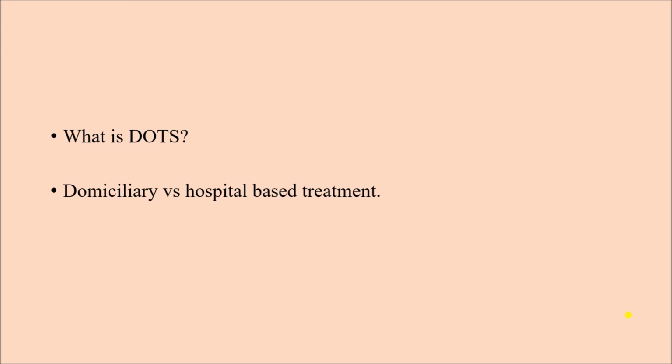Then there is short course chemotherapy. Before RNTCP, when the duration of tuberculosis treatment was very long, a person had to continue the treatment for over 1 year, sometimes 1.5 years or 2 years. But since RNTCP was introduced, the duration was significantly shortened. Right now, any person having drug sensitive tuberculosis has to take the medicines for 6 months. So as you can see, the duration of the treatment has been reduced significantly. That is why it is short course chemotherapy.